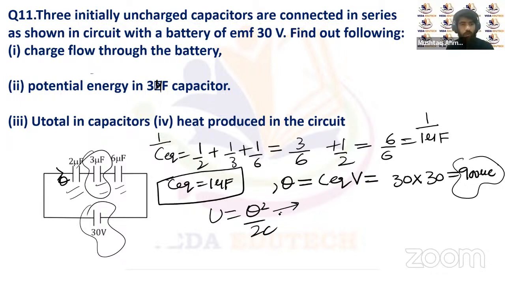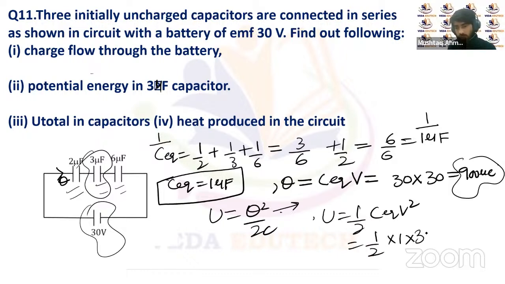So the U total in all the capacitors will be half C equivalent V square. Now the C equivalent is 1, and V is 30 square. That will be 30 square, that will be 450. It will be 450, and since the capacitance is in microfarads, it will be equal to microjoules. So this much of energy will be here, 450 microjoules.